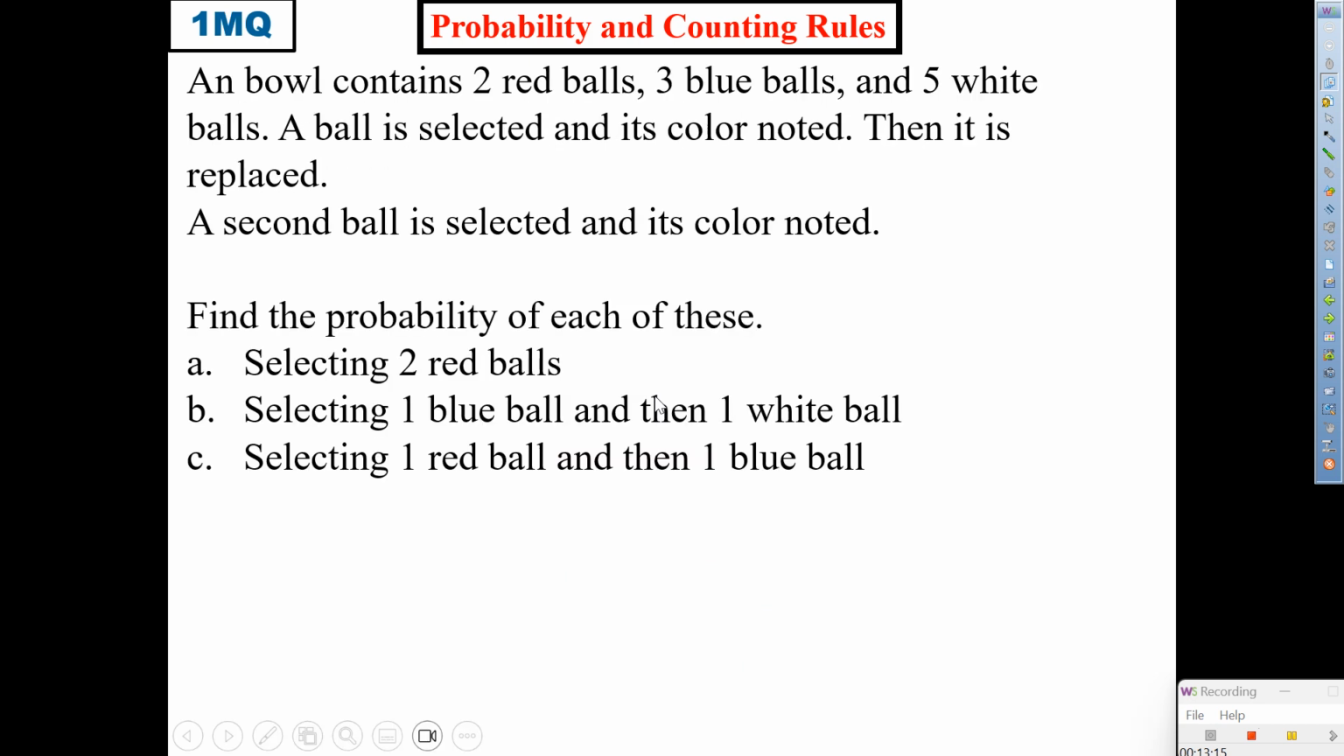Look up. It reads, a bowl contains 2 red balls, 3 blue balls, and 5 white balls. A ball is selected and its color noted. Okay, so selected, noted. Then it's replaced. That means it's put what? Back in the bowl. A second ball is selected and its color noted. Find those probabilities, A, B, and C. So on your paper, just write example mega Q, A, B, and C, and just go with the formula and start from there. Let's see how you do with those. I'll give you some time.